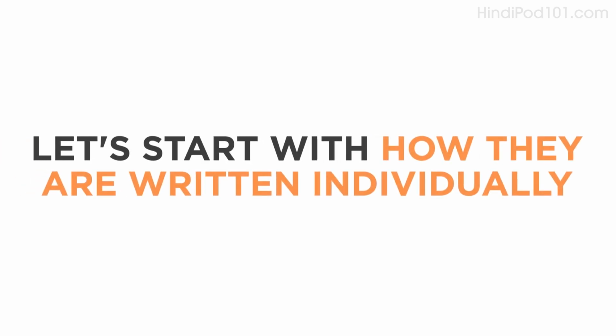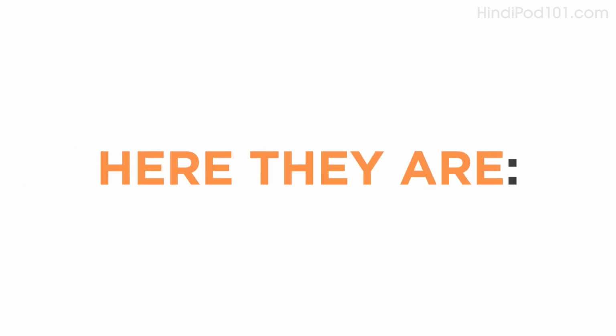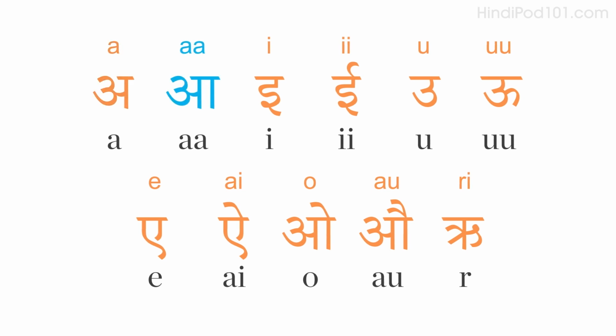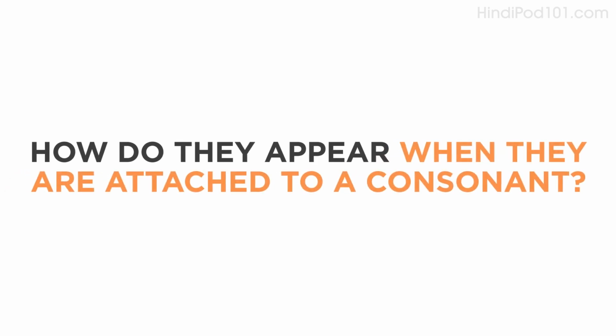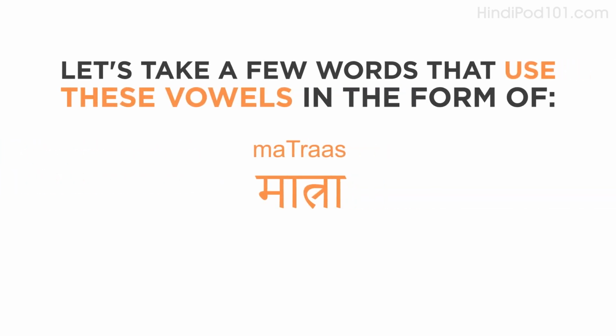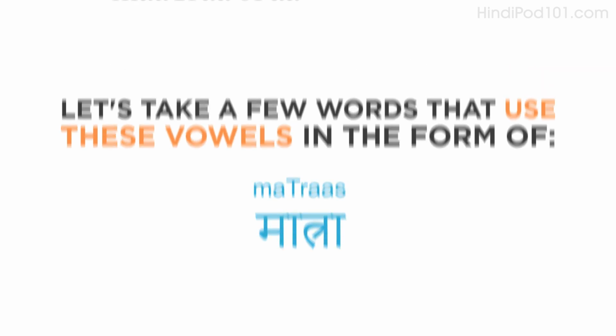Let's start with how they are written individually. Here they are. A, I, u, u, e, o, ri. How do they appear when they're attached to a consonant? Let's take a few words that use these vowels in the form of matras.